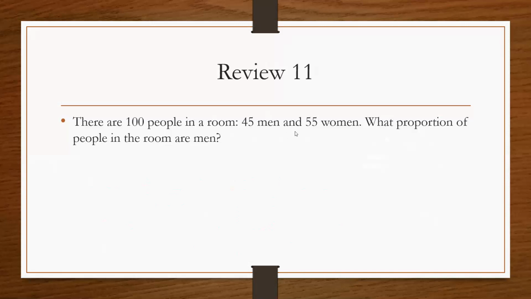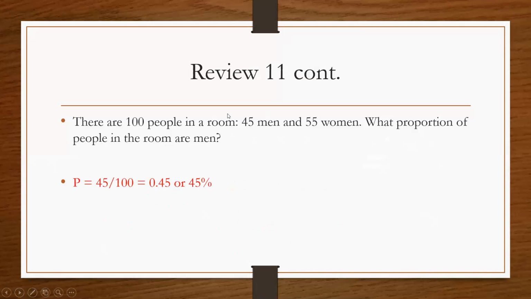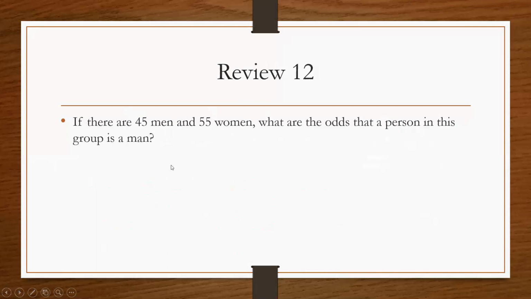All right, so simple proportion: you just take the number in the group, which is 45, out of the total, 100, and you get 0.45. All right, next question, a little different. See what you guys come up with.